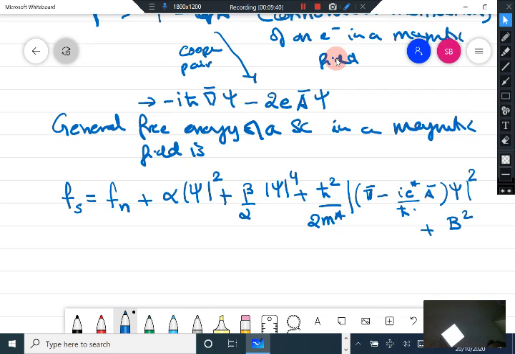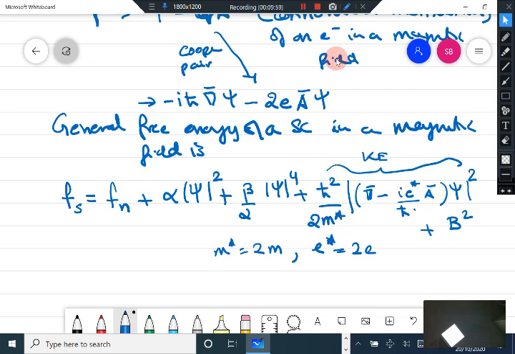So what we have done is, this is the kinetic energy term, the kinetic energy term of a particle in a magnetic field. m star is twice of m, and e star is of course twice of e.